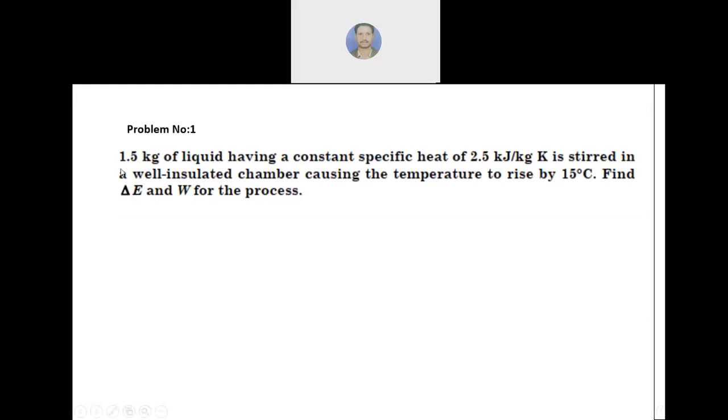See the first problem. It is written: 1.5 kg of liquid having constant specific heat of 2.5 kJ per kg Kelvin is stirred in a well-insulated chamber, causing temperature to rise by 15 degrees Celsius. We are given a liquid whose mass is 1.5 kg. Note down, mass is given 1.5 kg. The second thing given is specific heat, 2.5 kilojoule per kg Kelvin.